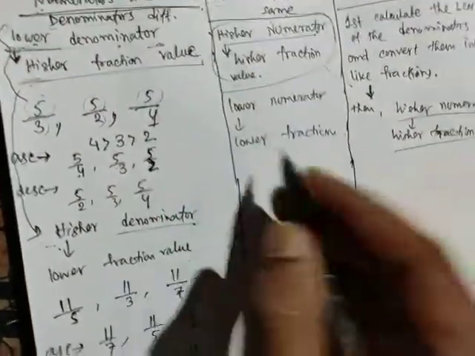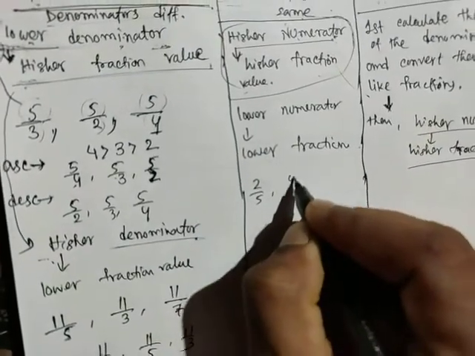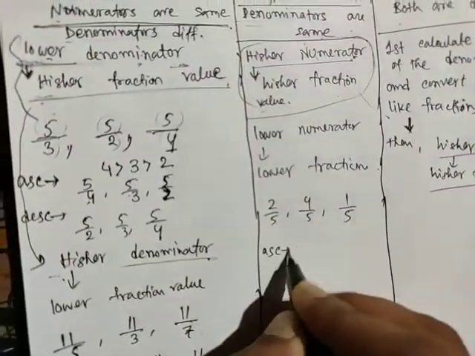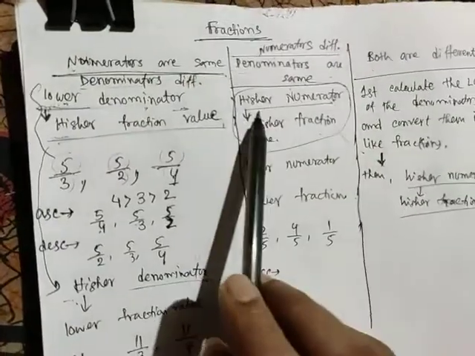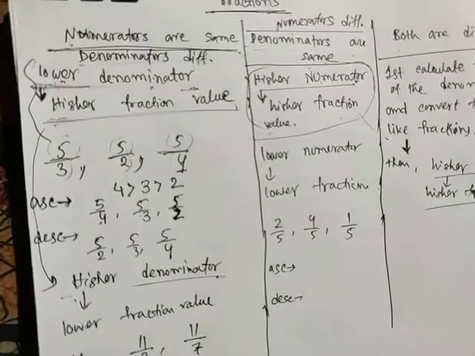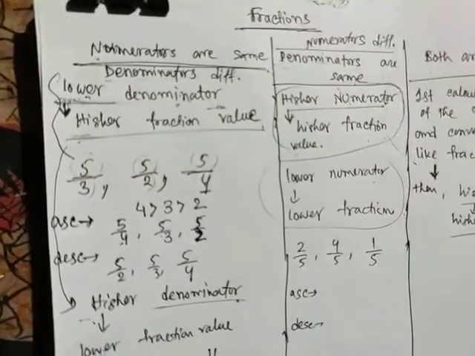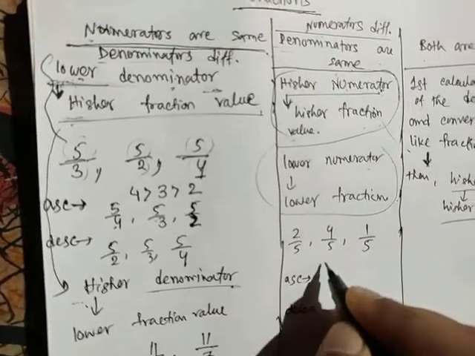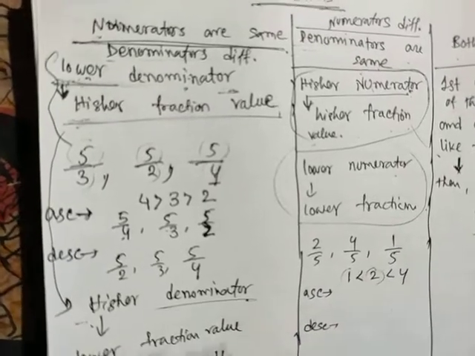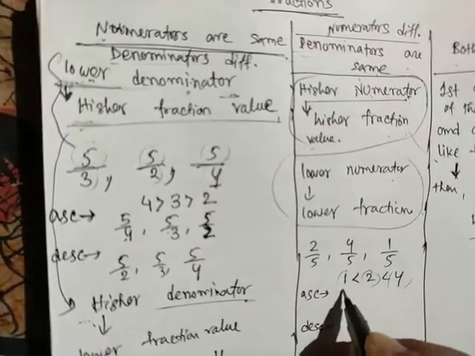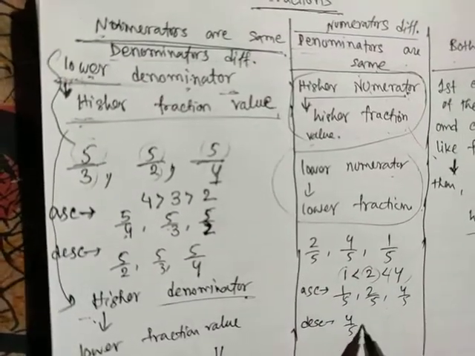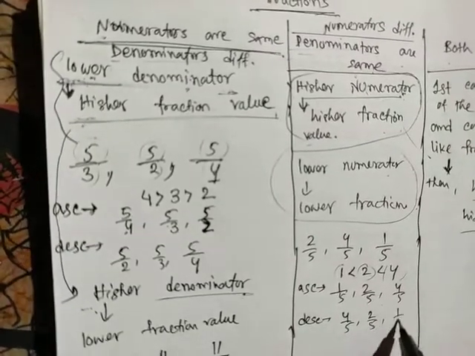Okay. Next, similarly, numerators different but denominators same, like 2 upon 5, 4 upon 5 and 1 upon 5. Okay, so ascending order. Here higher numerator means higher fraction. So ascending means lower to higher, so first you have to find the lower, and lower numerator means lower fraction value. 1 is less than 2 is less than 4, that means 1 is the lowest numerator, 2 is the next, then 4. So in ascending order we can write 1 upon 5, 2 upon 5 and 4 upon 5, and for descending order 4 upon 5, 2 upon 5 and 1 upon 5.